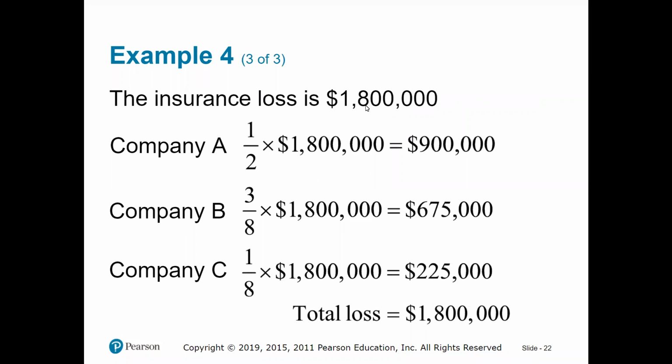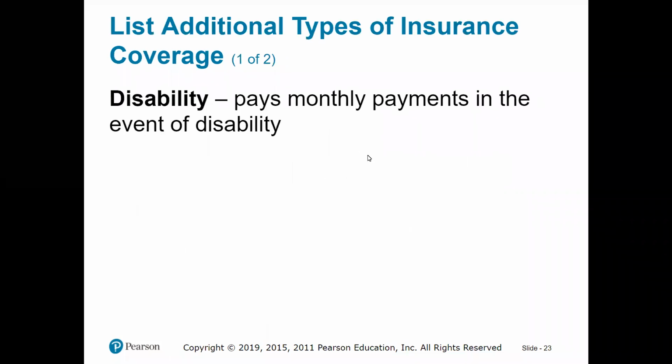The insurance loss is $1,800,000. So Company A will pay $900,000. Company B will pay $675,000, and Company C will pay $225,000. So the total loss is the $1,800,000. So they are getting everything covered there.